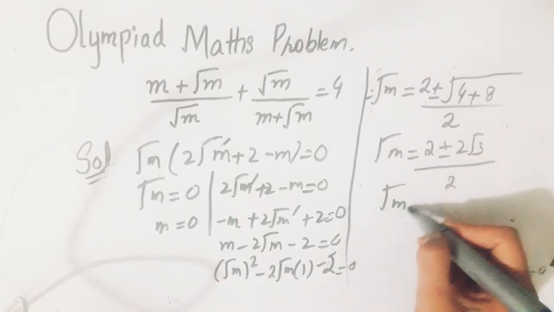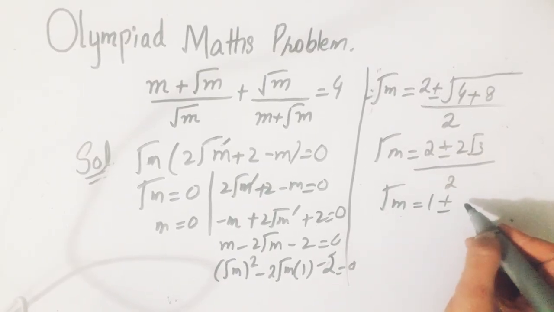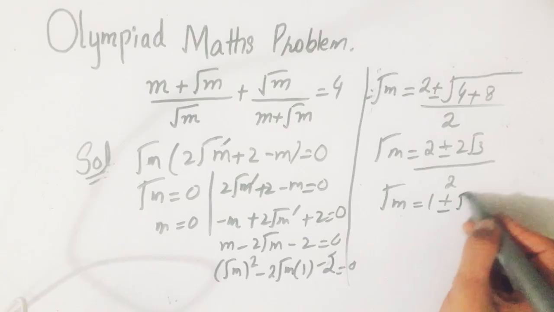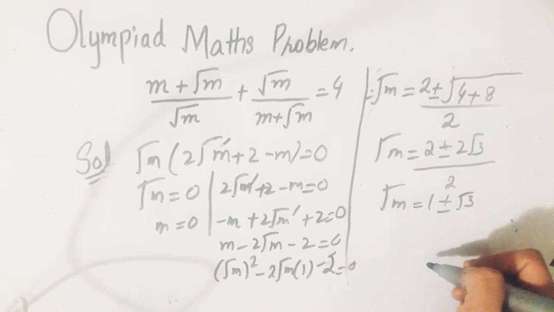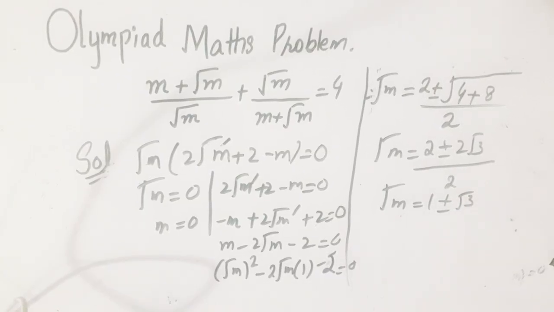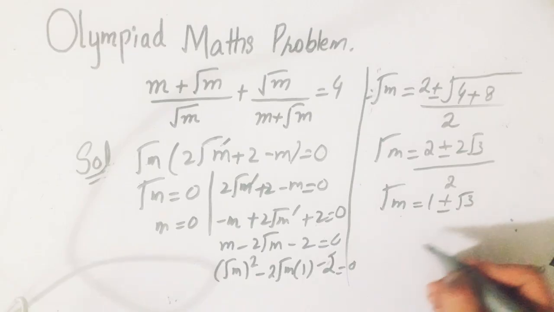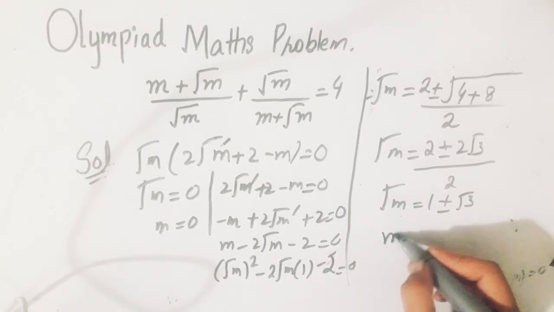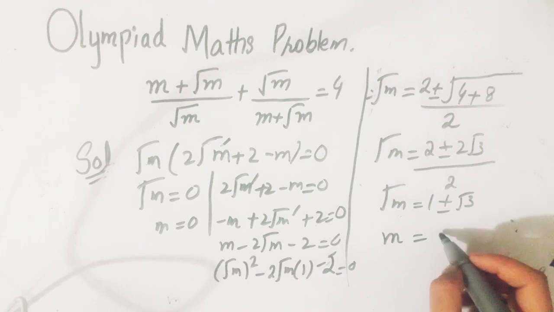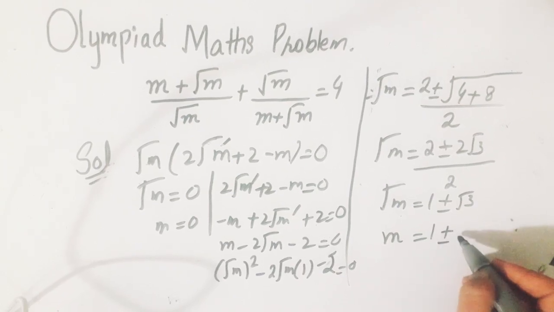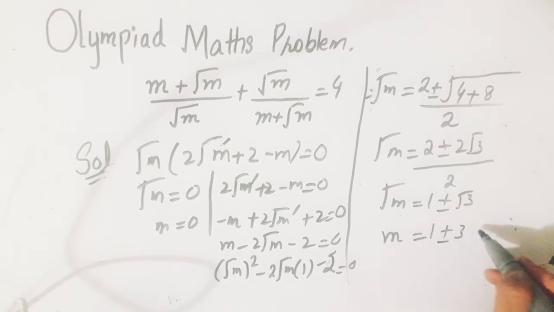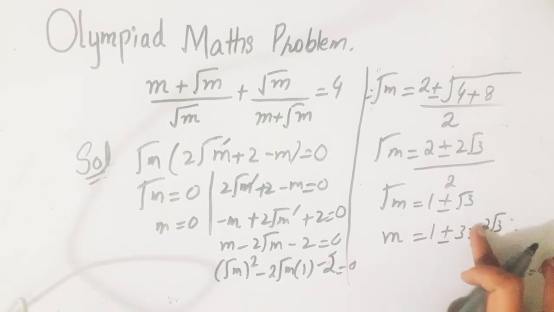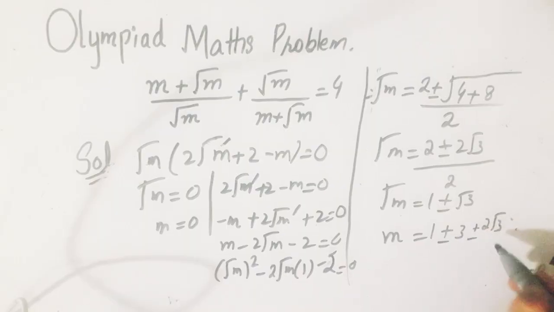So root m equals 2 plus minus 2 root 3 divided by 2, which implies that root of m equals 1 plus minus root 3. So the negative root will be rejected, only the positive root. That means you have to find the m value, so m will equal 1 plus root 3 squared, which is 4 plus 2 root 3. So this is the final answer.